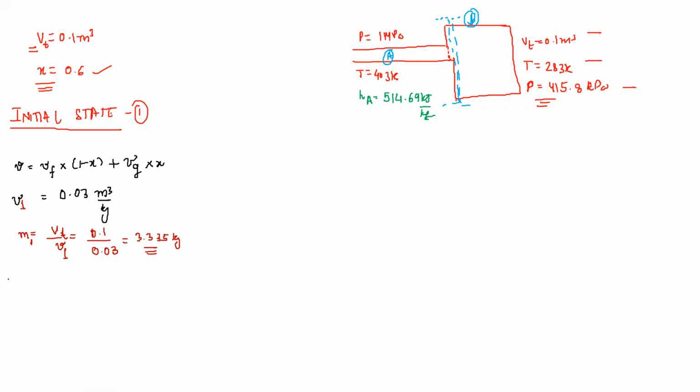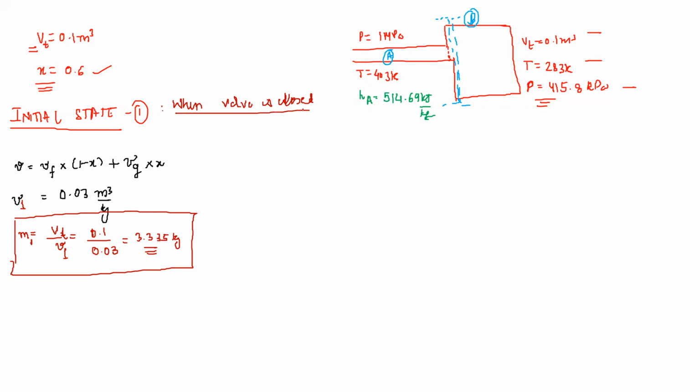Okay, so I have got the mass in my state number 1, initially when the valve is closed and no gas has been admitted. Now we'll move to the final state, that I'll call state 2.